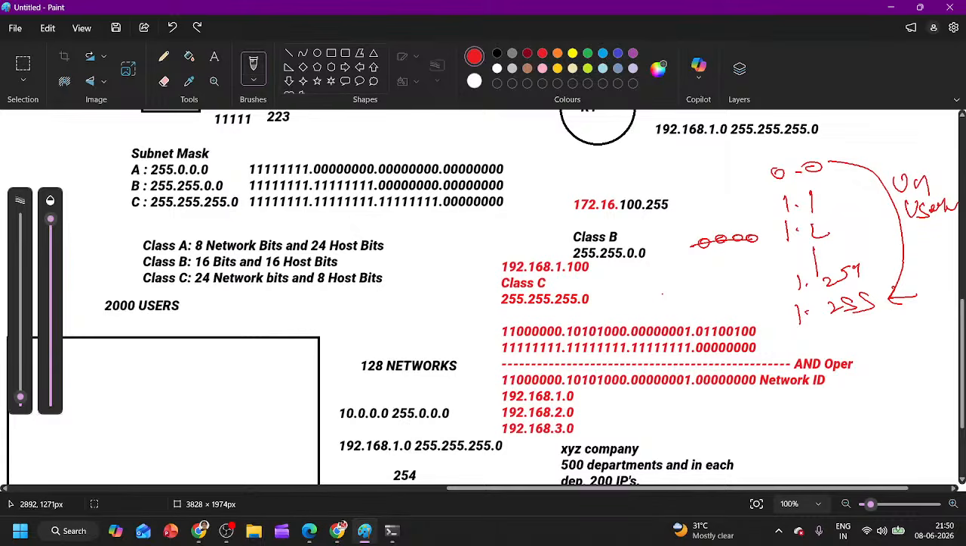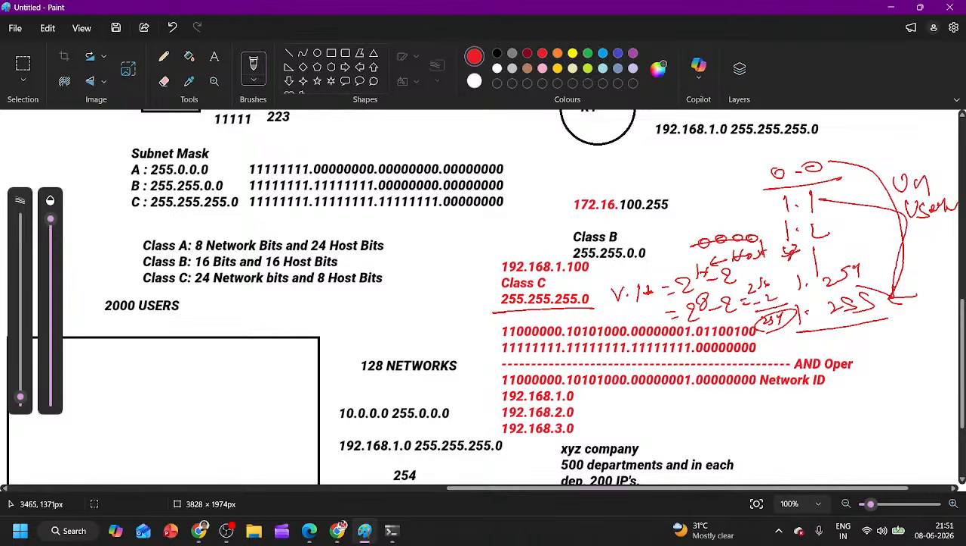Or the other formula is 2 power h minus 2 for valid hosts. Why have I subtracted 2? 1 for network ID and 1 for broadcast ID, because I am calculating valid hosts. And this h is host bits. So the number of host bits in my subnet mask is 8. If I put the value in this formula, 2 power 8 minus 2, 2 power 8 is 256, 256 minus 2 is going to be 254. Same value. Here also you can calculate the number of valid IP addresses.